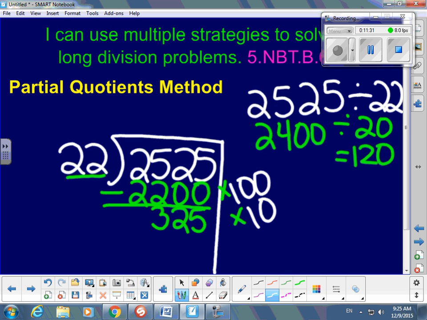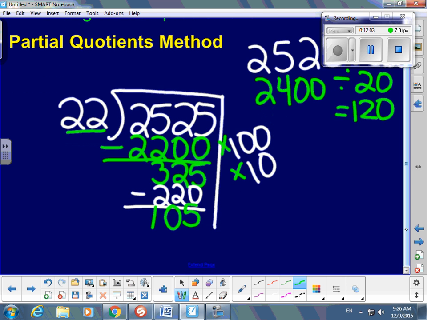All right, ladies and gentlemen, 22 times 10, 220, and we're going to subtract. And what do we get left over? Amaya? 105. I'm going to change the color again. So now we have 105. Can we do another 10? No. Can we do half of that? Yes. Okay. The class wants to do half of that.